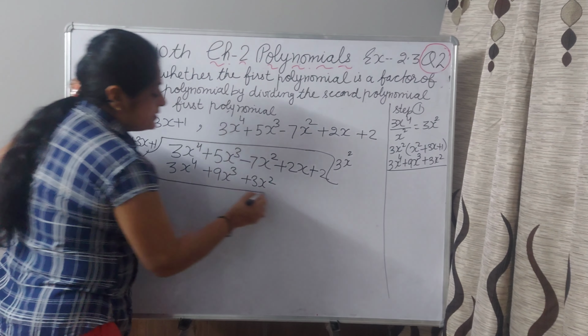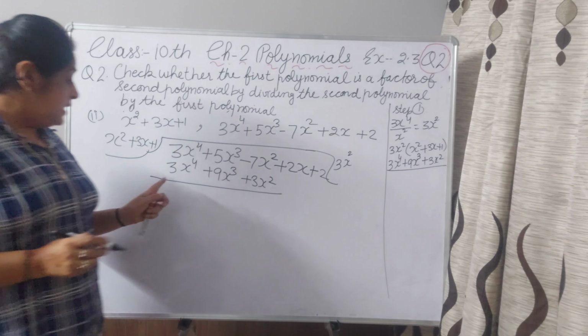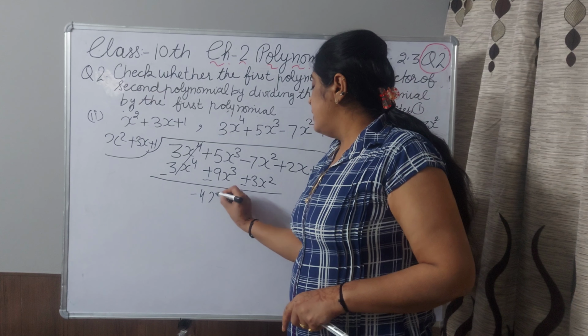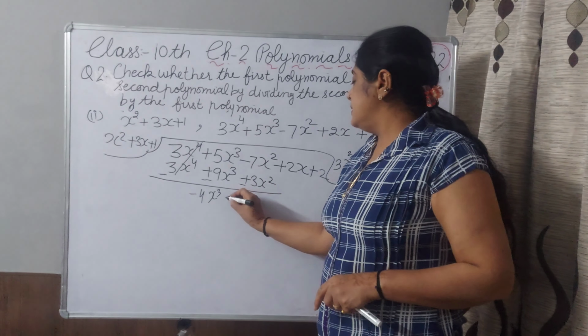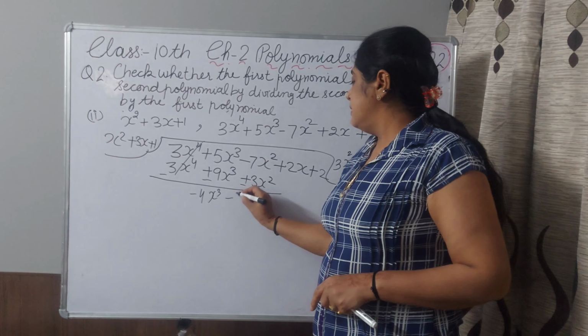Now next step is change the sign. See, here is positive, you write negative. It is positive, you have to write negative, and this also negative. This will be cancelled. 9 will be considered as minus, so you will get minus 4x raised to power 3 minus 7 and minus 3, minus 10x raised to power 2, and carry this 2x from here.